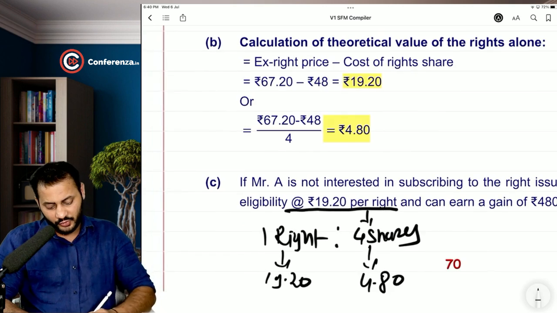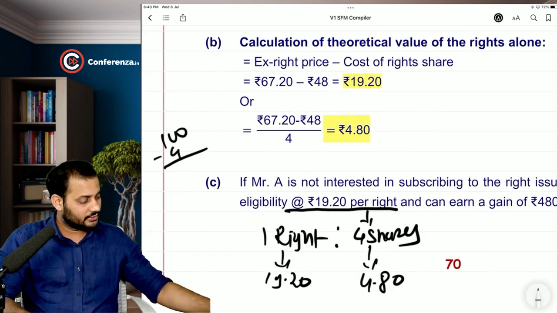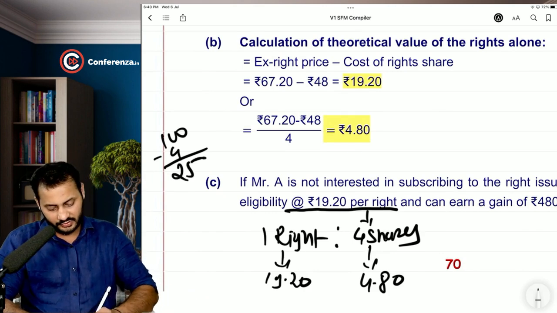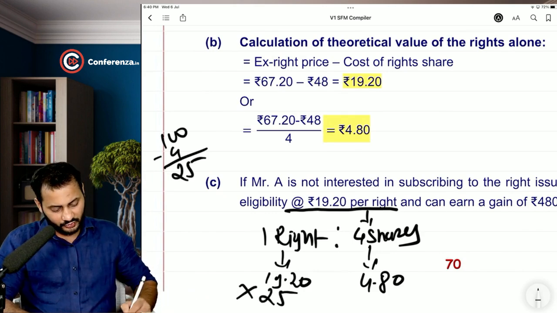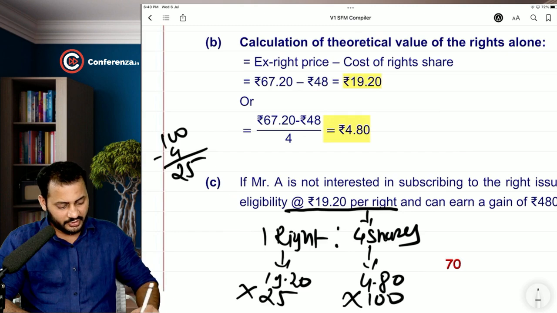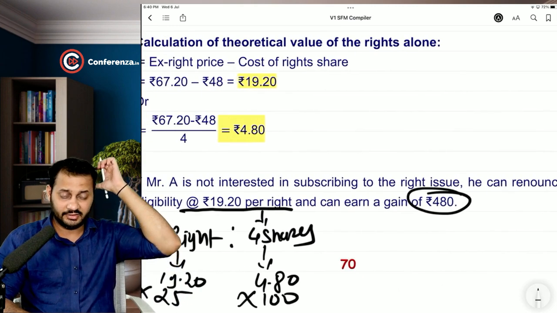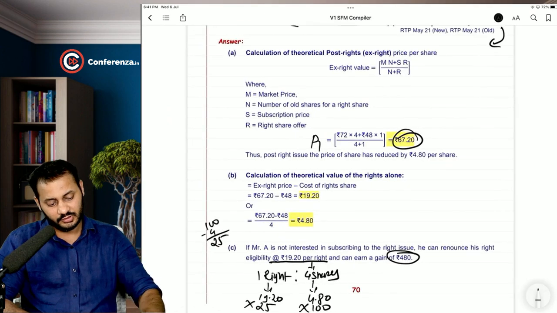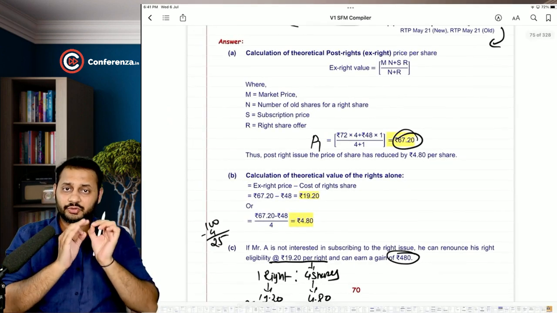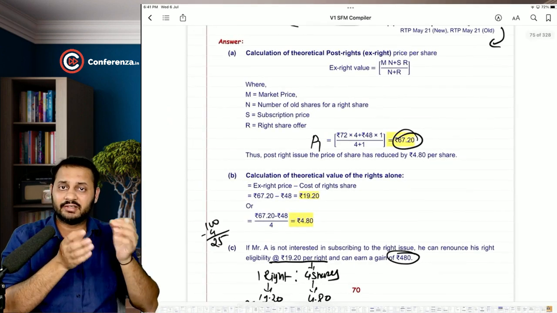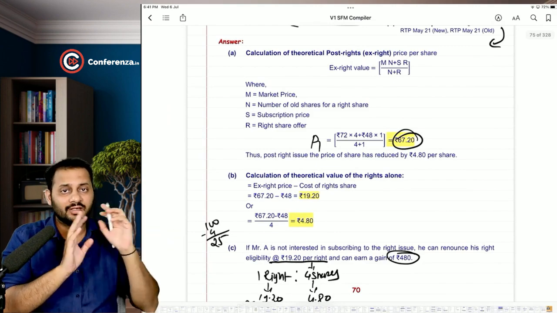If you have 100 shares, the number of rights that you have received is 25. So 19.20 into 25 or 4.80 into 100 will give you the same answer, 480. You should understand the difference like this. Got it? The only advice that you should give to someone who is having the right is sell it to someone else. Do not let it lapse.